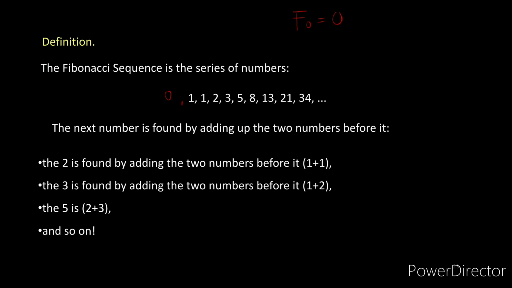The next number is found by adding up the two numbers before it. The 2 is found by adding the two numbers before it, 1 plus 1. The 3 is found by adding the two numbers before it, 1 plus 2, and so on. Gaya ng sinabi ko kanina.